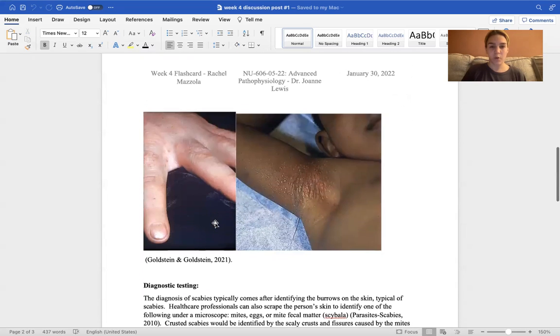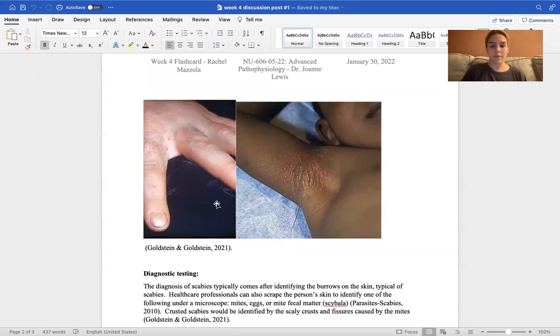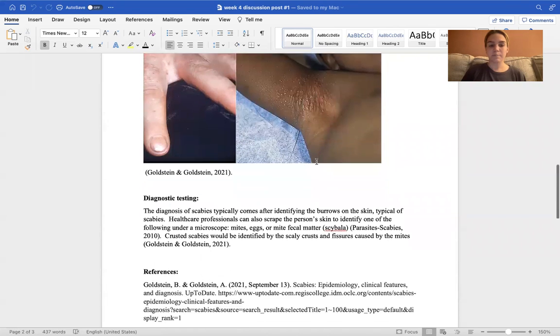So I have some photos here. This is not one of the places I listed, but if you think about it, they like to be in crevices. So in between the fingers, and then right here in the axillary area.